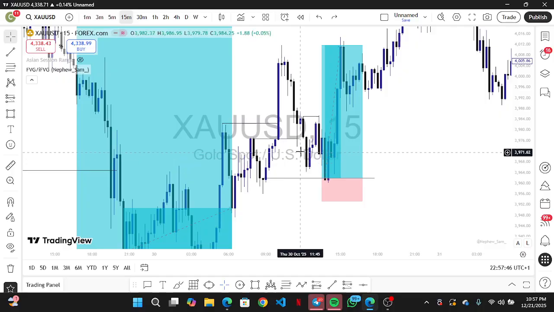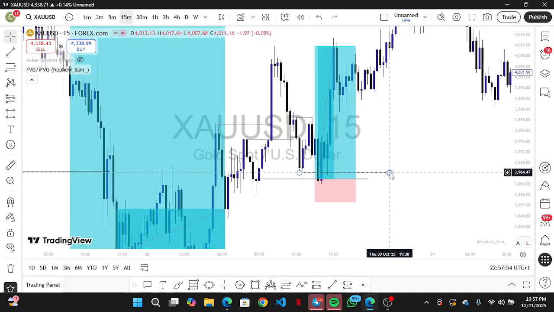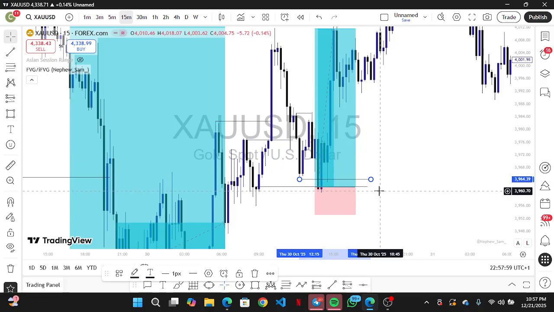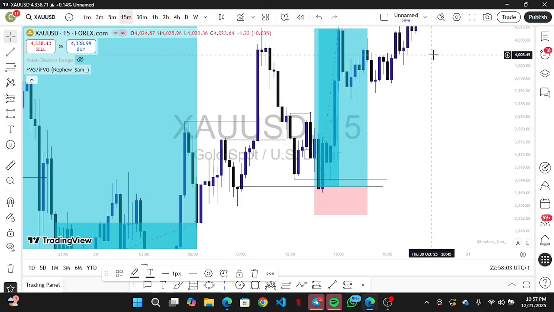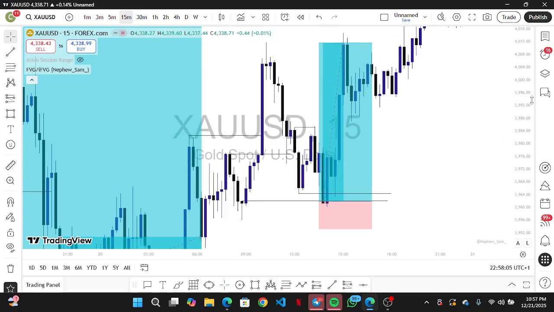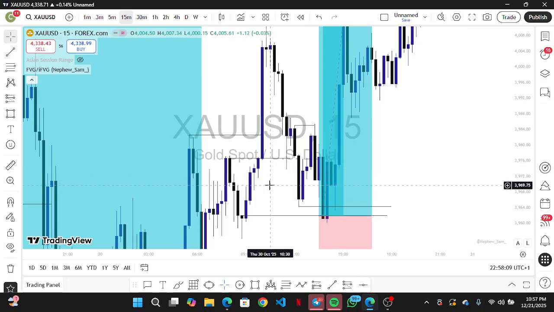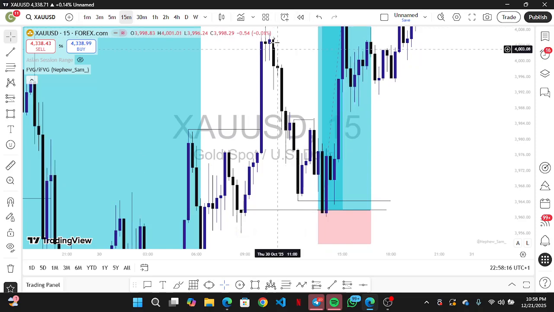If no entry model forms, we are not taking this trade. Here, an engineered liquidity formed. As you can see, this happened directly above this OB. Are you guys seeing? This happened directly above this OB. It's not magic, and let me explain to you guys how it happened. On the 5 minutes time frame, you can see this is a typical day trade. This is on the 15 minutes, a 15 minutes entry, a 15 minutes swing.